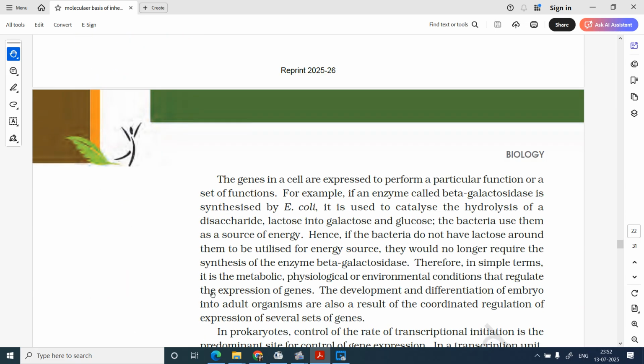The genes in a cell are expressed to perform a particular function or a set of functions. For example, if an enzyme called beta-galactosidase is synthesized by E. coli, it is used to catalyze the hydrolysis of a disaccharide, lactose, into galactose and glucose. The bacteria use them as a source of energy. Hence, if the bacteria do not have lactose around them to be utilized as an energy source, they would no longer require the synthesis of the enzyme beta-galactosidase. Therefore, in simple terms, it is the metabolic, physiological and environmental conditions that regulate the expression of genes.